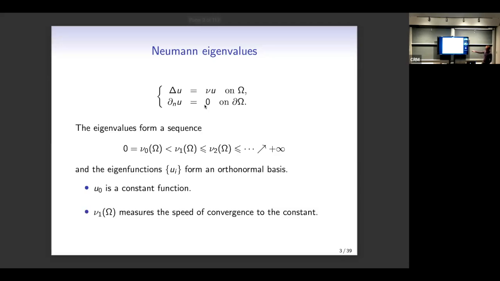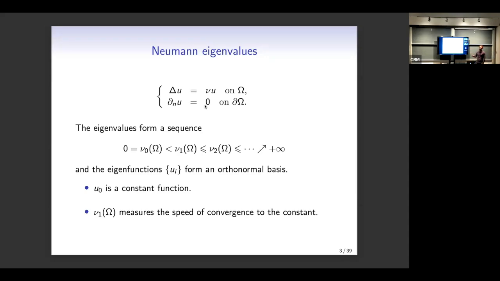And the first eigenvalue represents the speed of convergence to the constant distribution. Then you can try to get similar physical interpretations of higher eigenvalues, which feel a bit forced. The natural physical interpretation is for mu one. The rest is kind of hard to come by. And so the original question becomes, for which domain of fixed volume does mu one achieve its maximum?